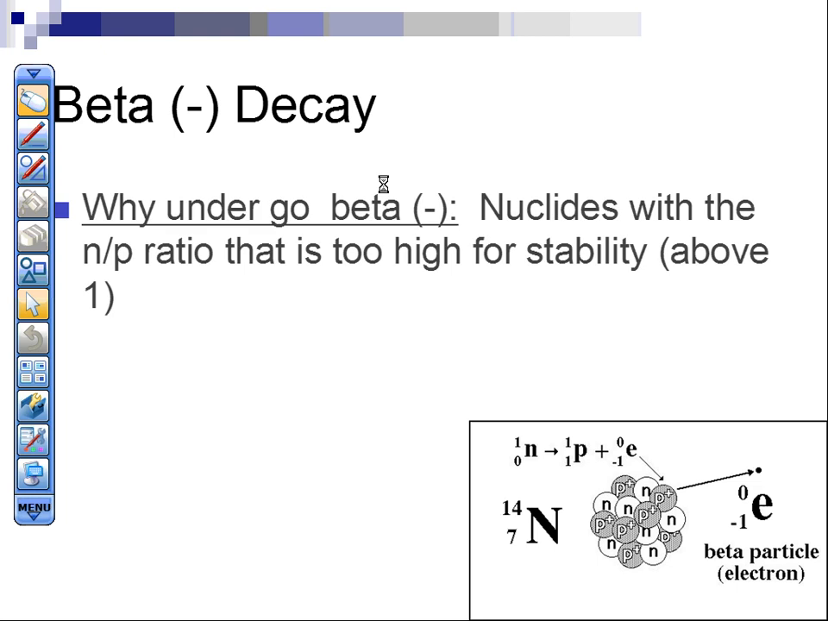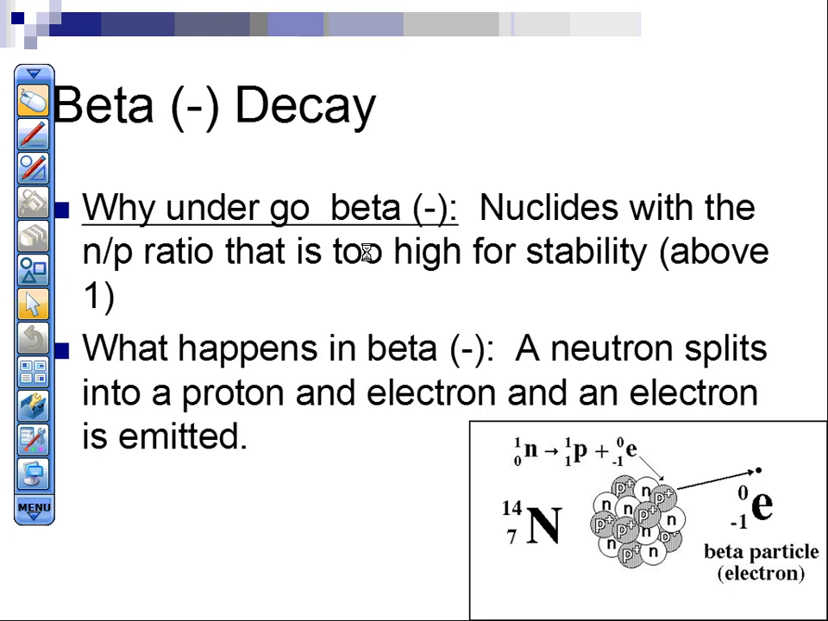This is what they think happens and why they think it happens. They think that the NP ratio is too high, meaning it's more than 1, so it's got more neutrons than it does protons. And so what scientists think happens is that a neutron actually splits up. They think a neutron here, which looks like this, splits into a proton, and then this beta minus particle is actually shot out of the atom.